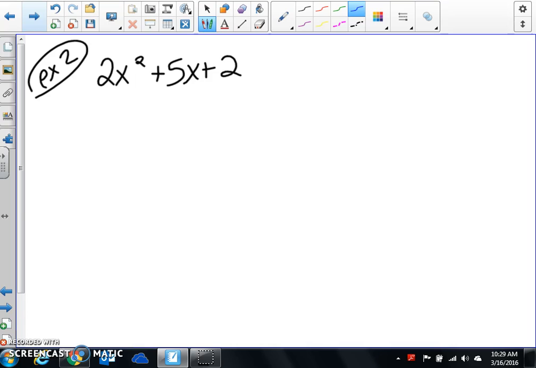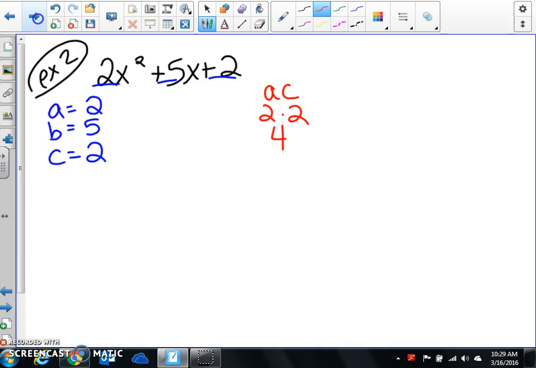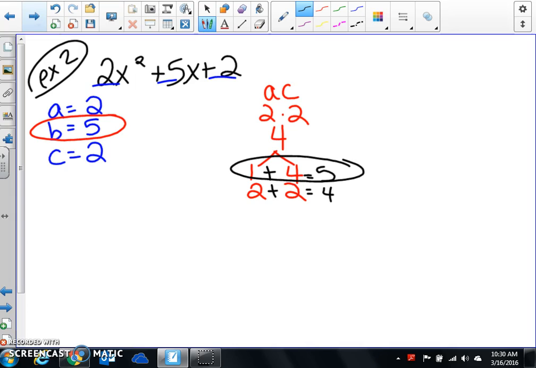All right, so 2 is my smallest coefficient. 2 does not go into 5, and all those numbers are prime, so I don't have a GCF, so I do my ABCs. So 2, 5, 2, right? A, B, C. I go over here, I do my AC, so 2 times 2, which is 4. Now I do my factors of 4. 1 times 4, 2 times 2. I need to figure out which 2 factors add up to 5. So 1 plus 4 is 5, 2 plus 2 is 4, so that one's the winner, right?